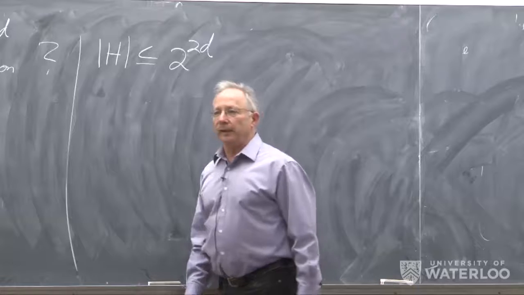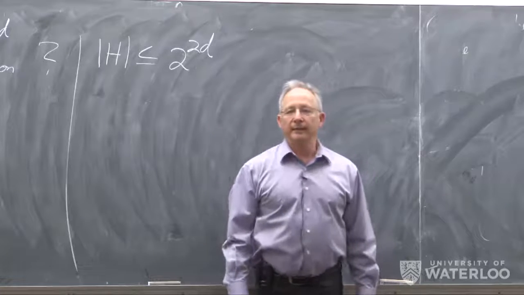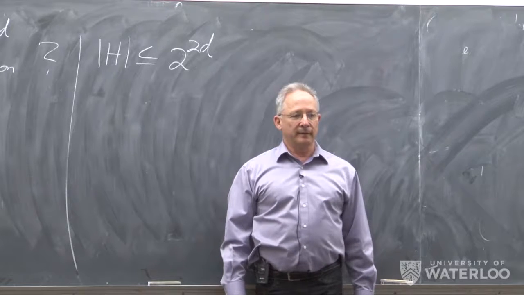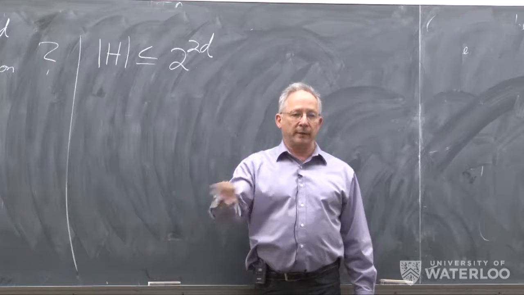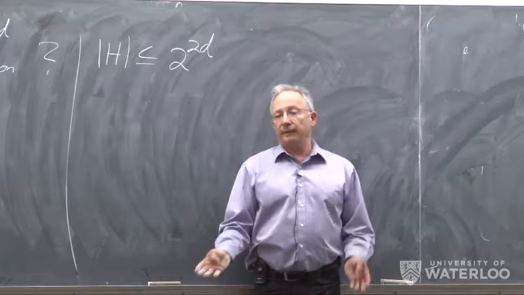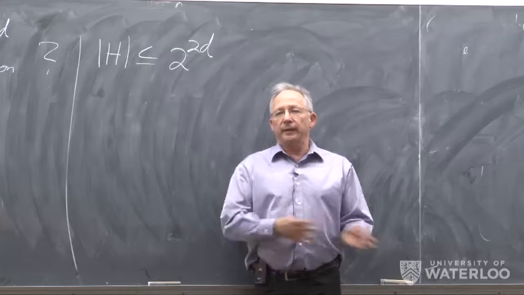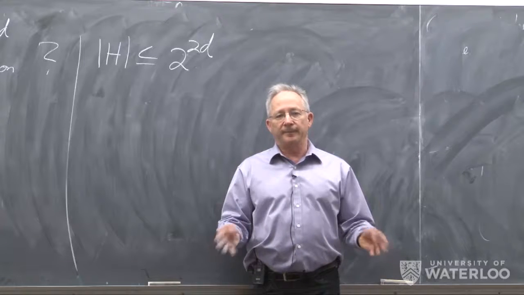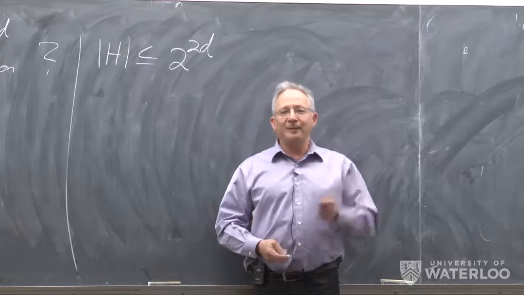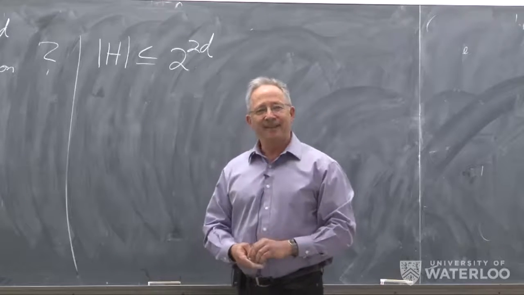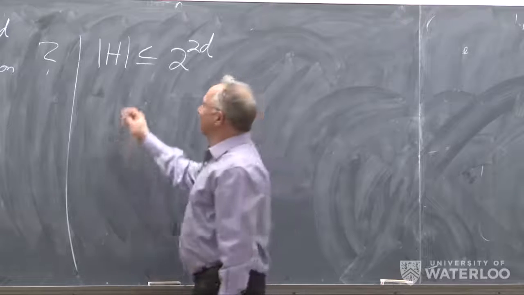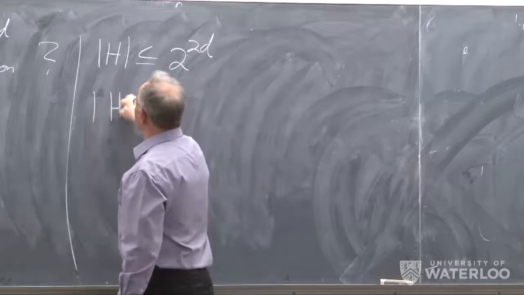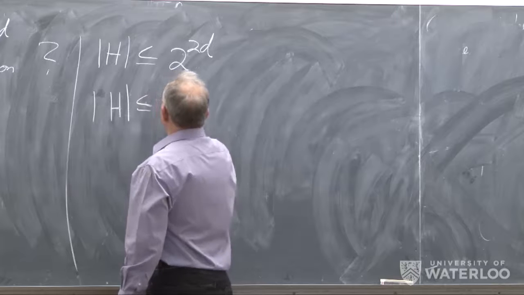Why 2 to the 2d? Because I have 2d literals. Every variable generates 2 literals. And for each literal, I can just decide whether it is or it is not in my conjunction. Can anybody give me a little bit better bound? Yes? 3 to the d even, right. So we can even get a little bit better. I claim that the size of H is even less than 3 to the d.